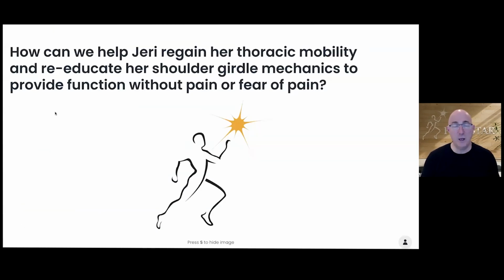Yeah. How can we help Jeri regain her thoracic mobility and re-educate her shoulder girdle mechanics to provide function without pain or fear? So we're coming back up into the upper body. What are some things that we can do?